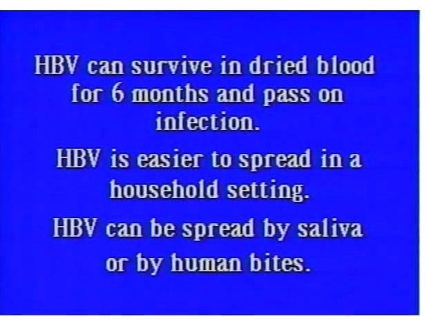Hepatitis B virus is capable of surviving in dried blood or body fluids for around 6 months, and it can pass on infection to other people. Another important difference between the two viruses is that hepatitis B is a little bit easier to spread in the household setting. What I mean by that is if a person is infected with hepatitis B virus, it's very likely that other members of their family will come down with the infection also. And it's not necessarily that they have a body fluid exchange.